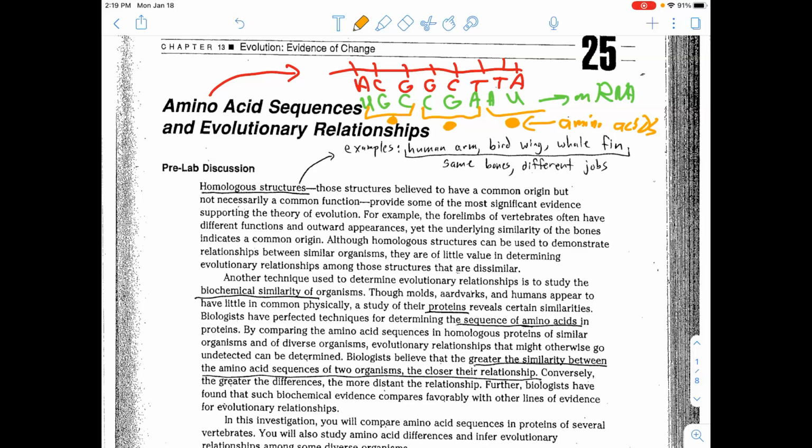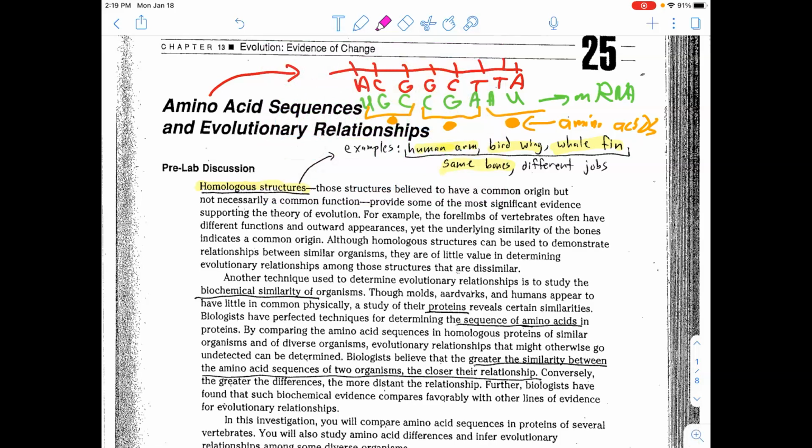Let's see what this has to do with evolution. For our pre-lab here, it says homologous structures, which we looked at last week. So things that have the same kind of bones, but they have a different job. Like a human arm picks things up, a bird wing is used for flying, a fin is used for swimming, but they're all made of the same general body parts. So that shows that they are related to each other.